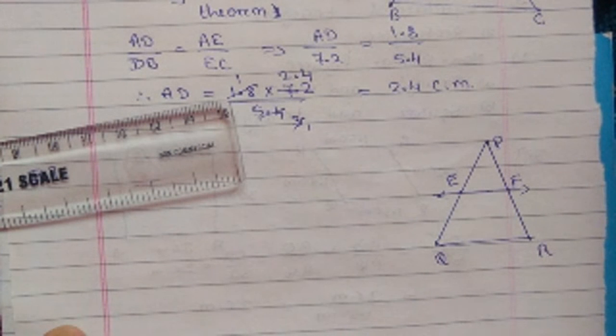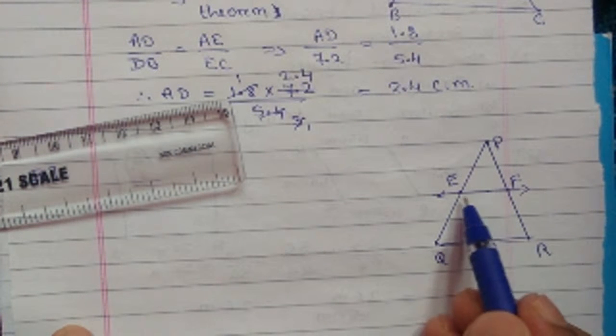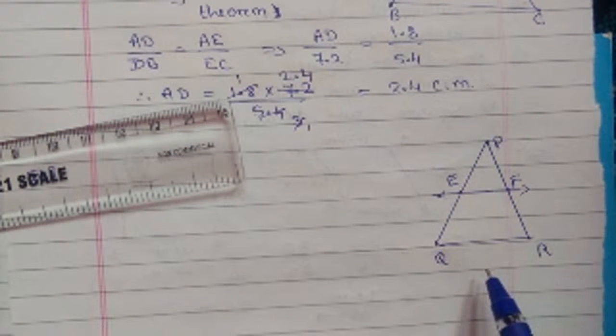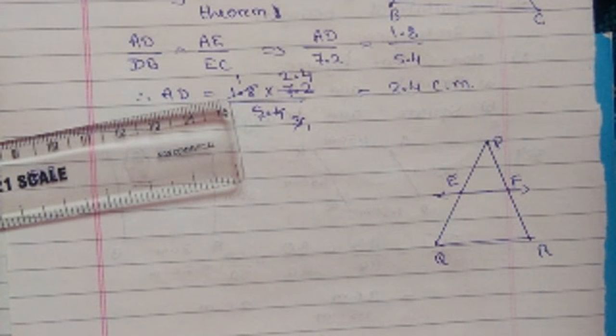In the triangle PQR, for each of the following cases state whether EF is parallel to QR. We have to find out whether EF is parallel to QR or not. So that gives the corollary of the inverse of Thales' theorem. According to Thales' theorem, if a line is parallel to one side of the triangle, then the other two sides are divided in the same ratio. Now we have to use the inverse: if two sides are divided in the same ratio, then the line is parallel to the third side.